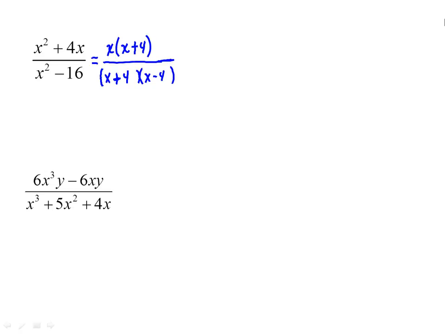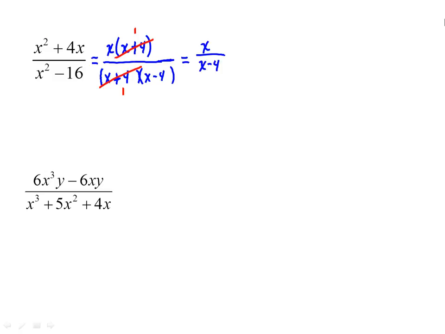Now to reduce this, you're going to cancel out like factors. Do you see any factors that are exactly the same? What are they? X plus 4 and x plus 4. Now remember, it goes to 1. So on the top, I have x times 1, which is x. And on the bottom, I have 1 times the group of x minus 4, which is x minus 4.